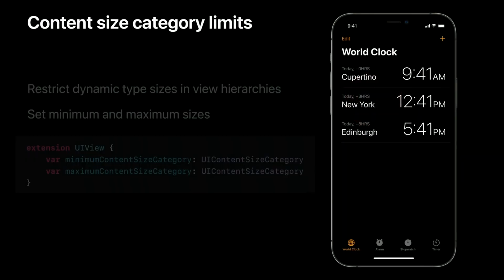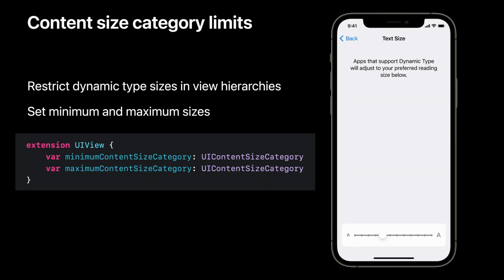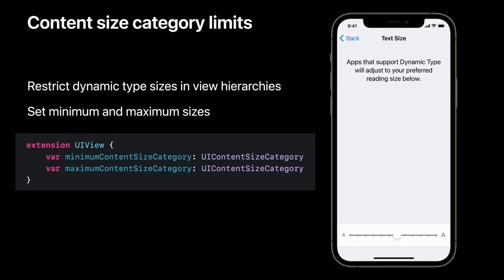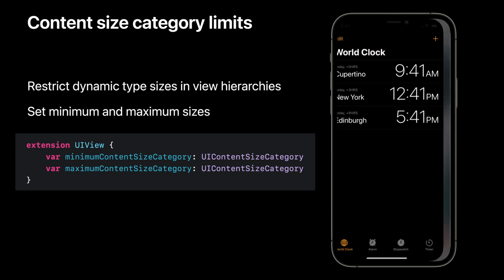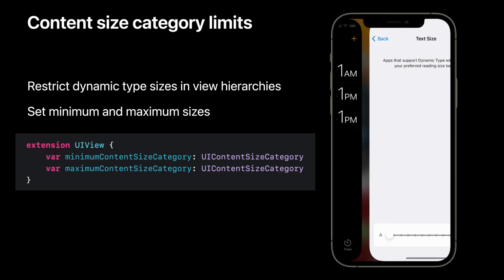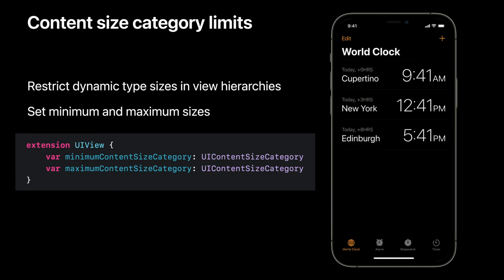UI content size category traits represent the system text size setting, also called the dynamic type size, in code. You can set your labels, text fields, text views, and image views, perhaps containing SF symbols, to automatically adjust to the setting. In iOS 15, we've added a new way to restrict how the traits are applied to view hierarchies. This enables you to easily set a floor or ceiling for the size. This can be a great help when you're making sure your app's text and images look great at every text size setting. Here, clock is limiting how small its large time labels get.